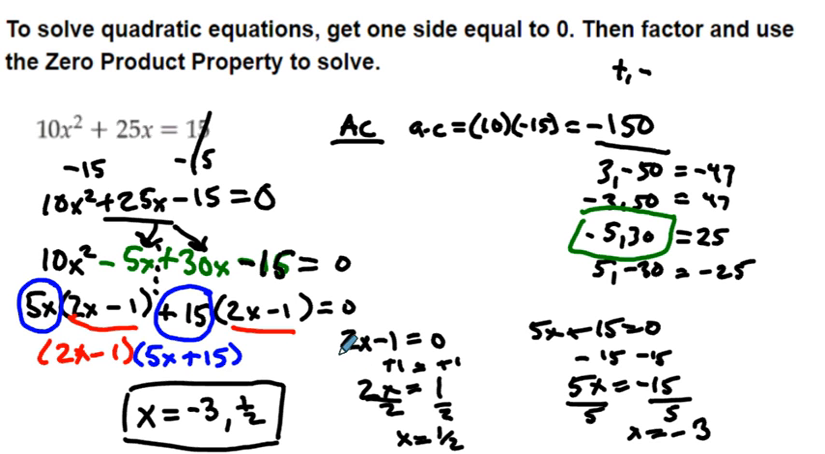And if you were to graph this on a graphing calculator or in Desmos or something like that, these are the 2 points where this equation would cross the x-axis.